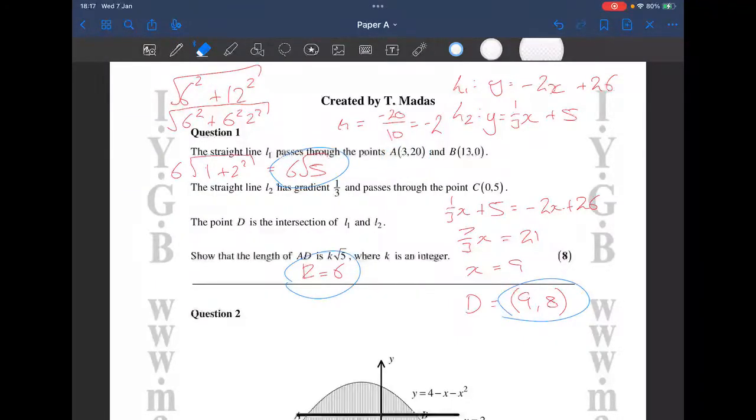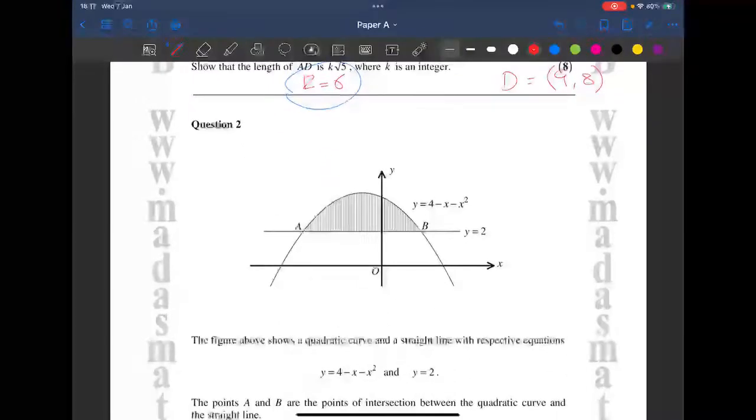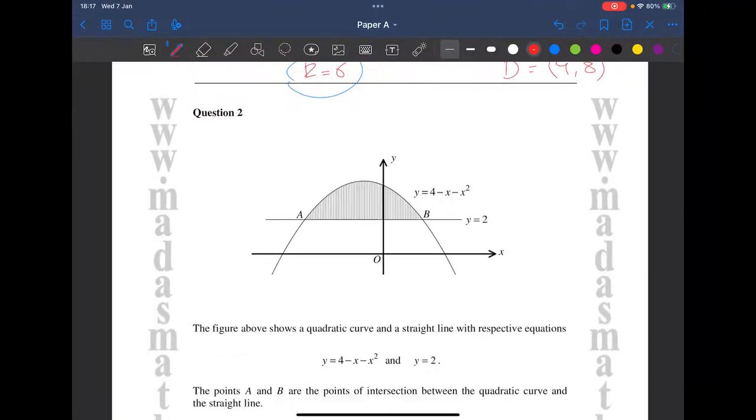Lovely jubbly. Let's just move this up a little bit, not to encroach on the second question. So let's go down. What else do we have?